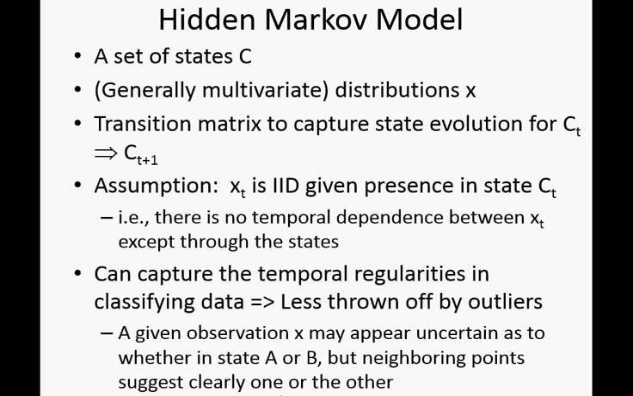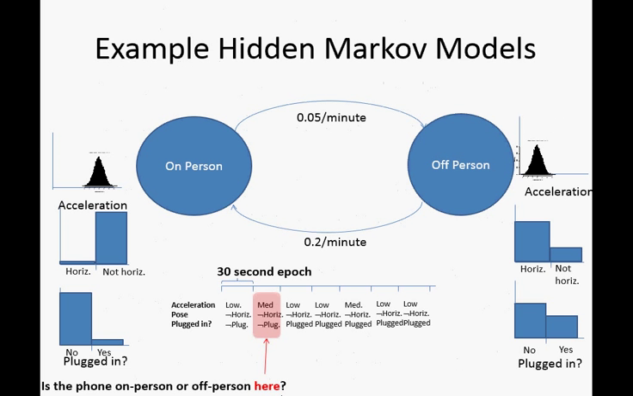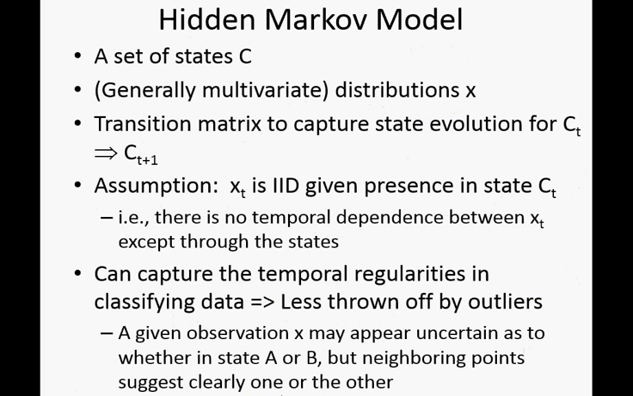So given that we're in an on-person state, we have a certain probability on a per minute basis or a per epoch basis of transition to off-person and vice versa. So we're going to maintain as an explicit set of parameters for this model, an explicit construct, what our assumptions are about transitions between these states. In other words, our assumptions about temporal continuity or temporal orderliness of the data. Okay, so we're going to be keeping track of a transition matrix.